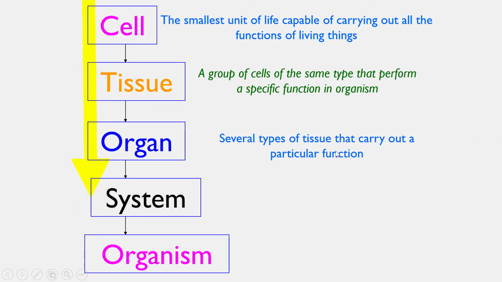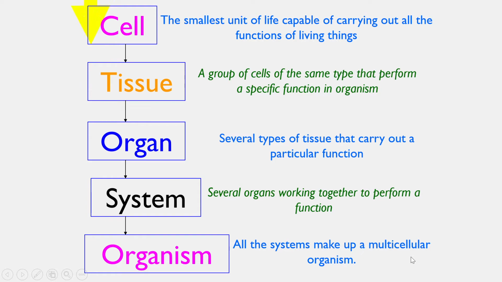Several types of tissue that carry out a particular function form an organ. Several organs work together to perform a specific function, and that is a system. And all the systems make up a multicellular organism.